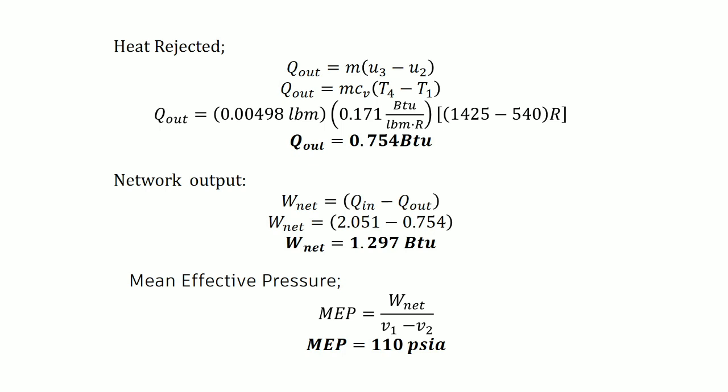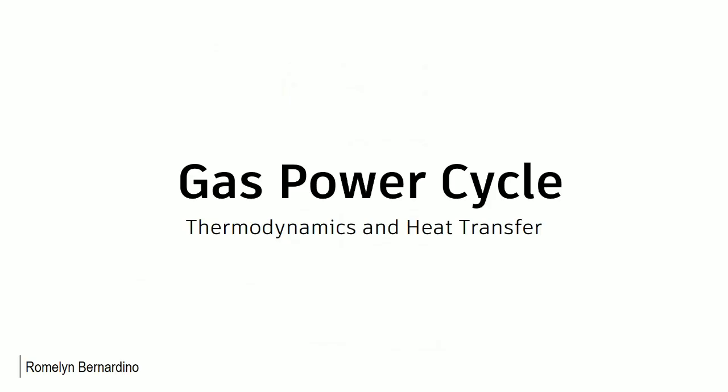So in utilizing the cold air standard assumptions, we determined the volumes and the temperature at the end of each process from the definitions of the compression ratio and the cutoff ratio. So this is all for our part 2 problem on gas power cycle under thermodynamics and heat transfer.